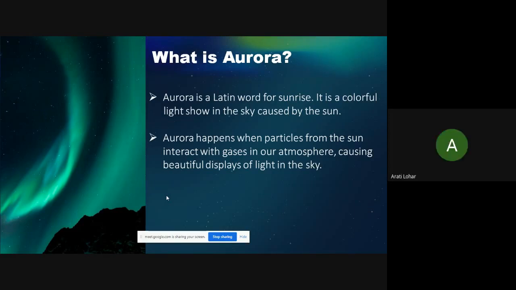Moving on. What is aurora? Aurora is a Latin word for sunrise. It is a colorful light show in the sky caused by the sun. It is basically an electrostatic phenomenon when particles from the sun interact with gases in our atmosphere, causing beautiful displays of light in the sky. They are usually observed in the night sky, particularly in the polar regions. Most auroras occur in a band known as the auroral zone.